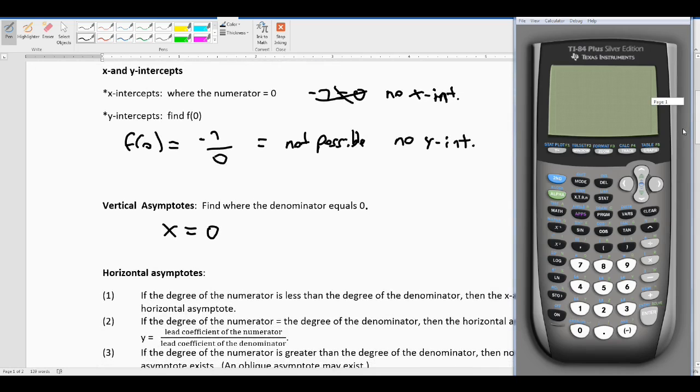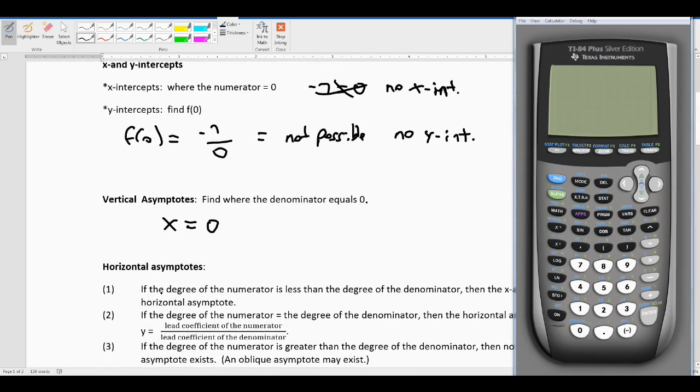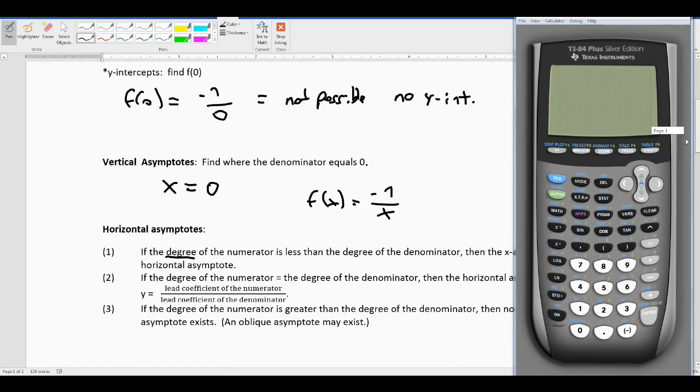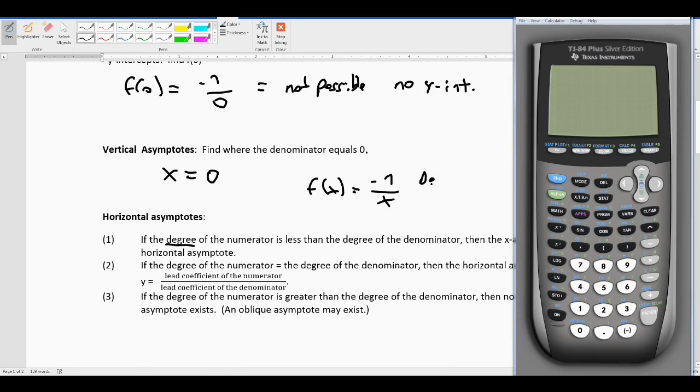Now when we do the horizontal asymptote, we look at the degrees, and the degree is the exponent. I'm going to go ahead and write the function down again, which is negative 7 over x. And the degree at the top, if you notice, we don't have an x, which means that the degree of a constant term is 0. If we did have an x, it would be x to the 0 power. Then on the bottom, our degree is the exponent on that x, which is 1.